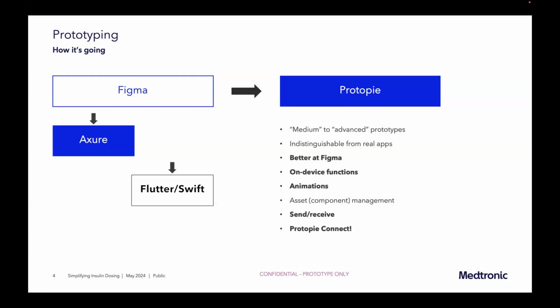It can get pretty advanced. It can be indistinguishable from a real app, but it's quite a lot better than Axure is at pulling in Figma assets. Also, it has these on-device functions like camera, vibration, voice input and output. It's way better at animations. It has this really clever send and receive function, which is related to what we're going to talk about. And then it also has ProtoPie Connect, which is really going to be the main focus of what I dig into here.